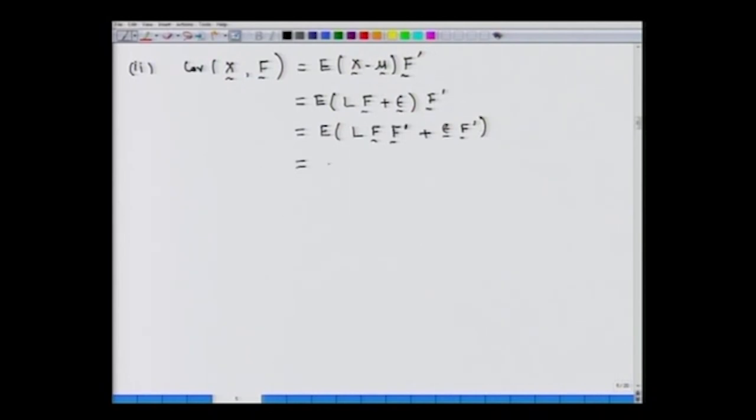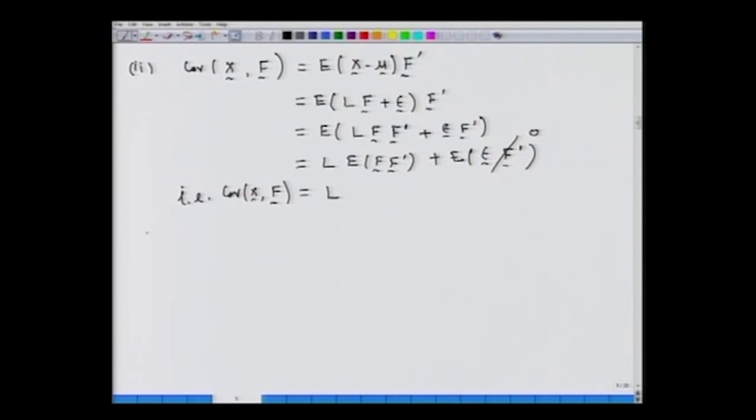Now, as before, this will only be in terms of expectation of F vector multiplied by its transpose, plus expectation of epsilon vector multiplied by F transpose. This is the covariance between epsilon and F, which is equal to 0. So, this one is equal to a null matrix, and what we have in here is by the assumption that F has the identity covariance structure, and hence this is just equal to L. So, the covariance between this X vector and the F vector of common factors is just equal to L, right.